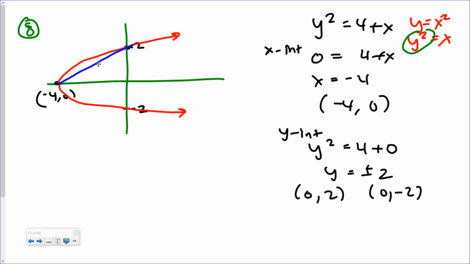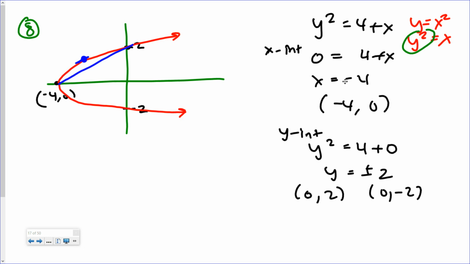Okay, and it says find the x, y coordinates of the point on the curve. So on the red parabola, find the point where your tangent line is going to be parallel to this chord. At what point is your tangent line going to be parallel to this chord? I can kind of tell, maybe this point right here. Does that make sense? At what point, if I did a tangent line on this curve, is that tangent line going to be parallel? Is everybody good with that?